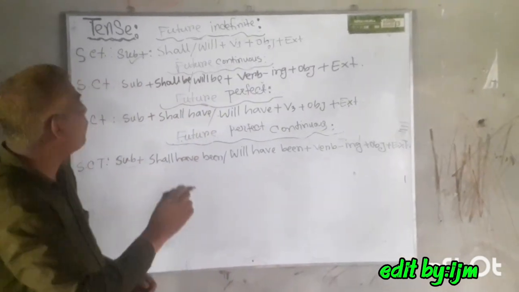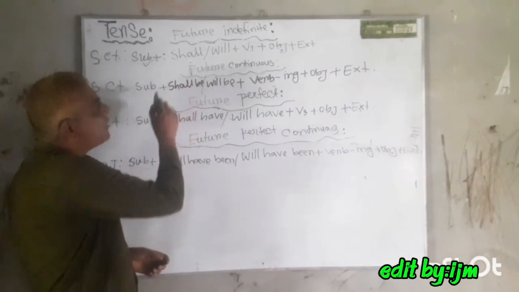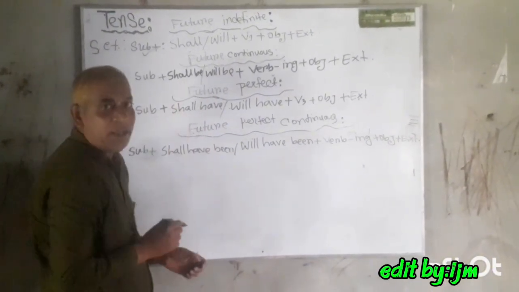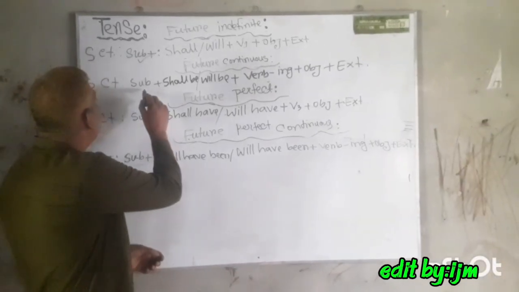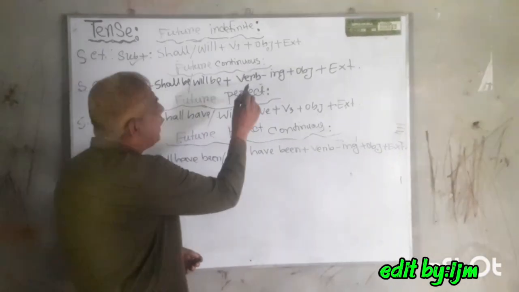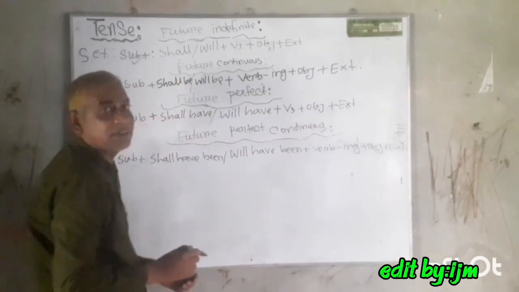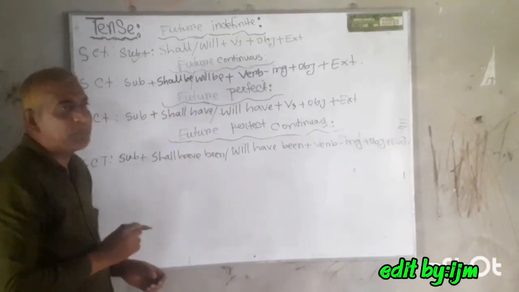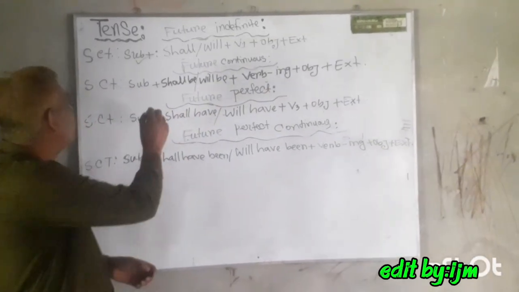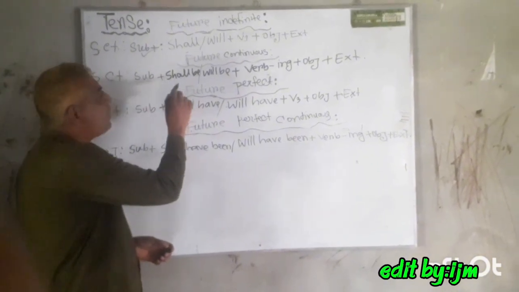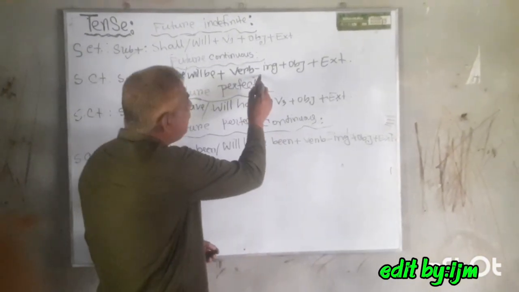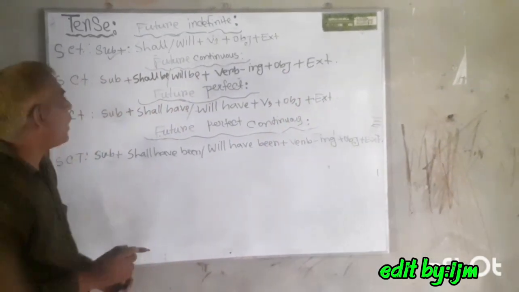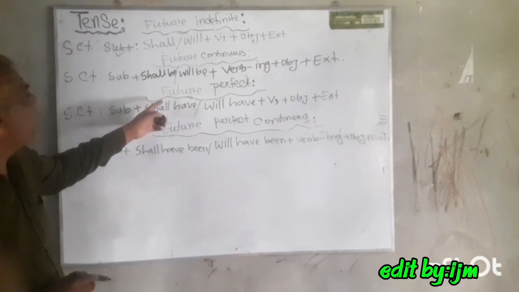And next we are going to discuss the future continuous tense. The structure is: subject plus shall be or will be plus verb with ing plus object plus extension. This is very important. Extension means the remaining part.